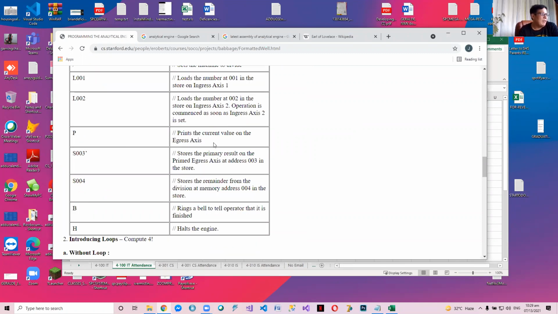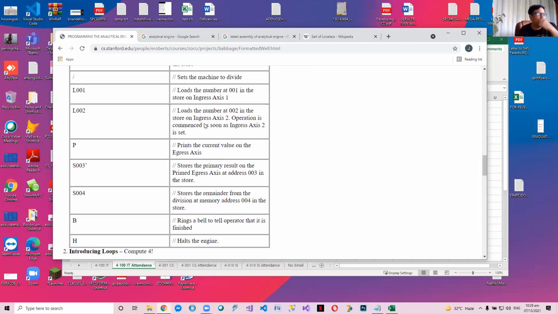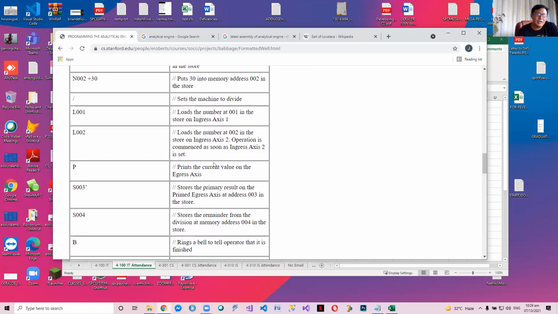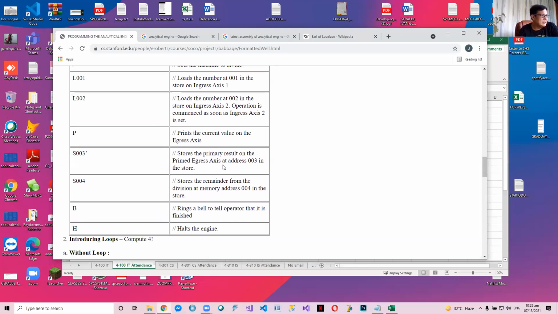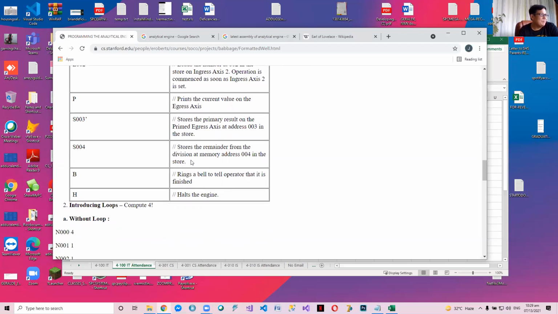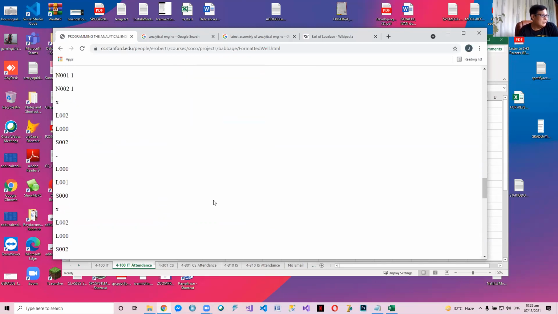When you print, the value in the egress axis is printed right away. After the division, the result, which is the quotient, is stored in the egress axis. Okay. S003, store the quotient into address 4. S004, store the remainder into address 4. B means ring the bell to indicate that it's done, and halt.